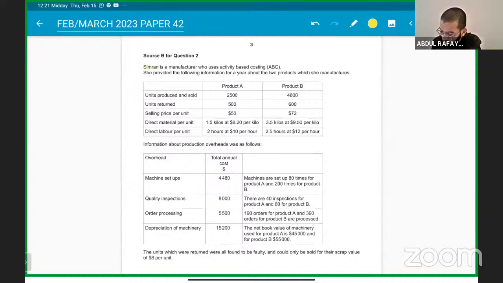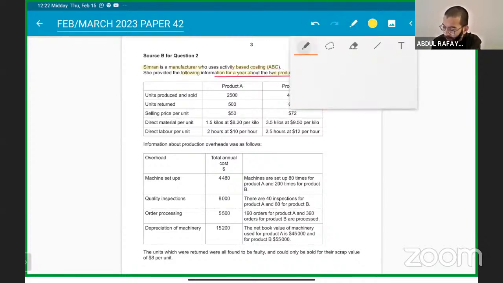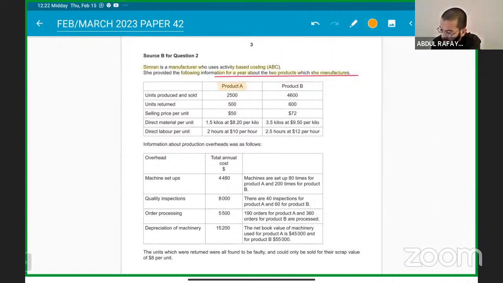We have Simran, who is a manufacturer who uses activity-based costing. She provided the following information for a year about the two products which she manufactures. So she has product A and product B.